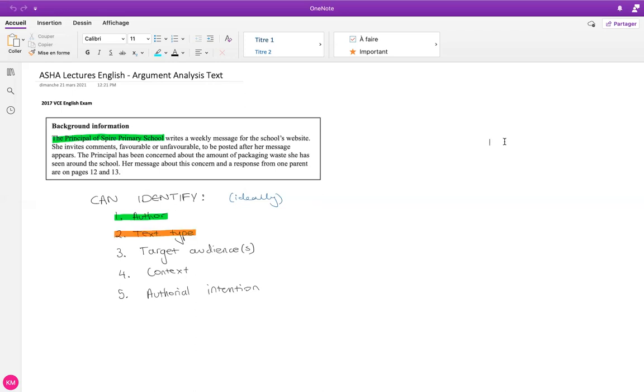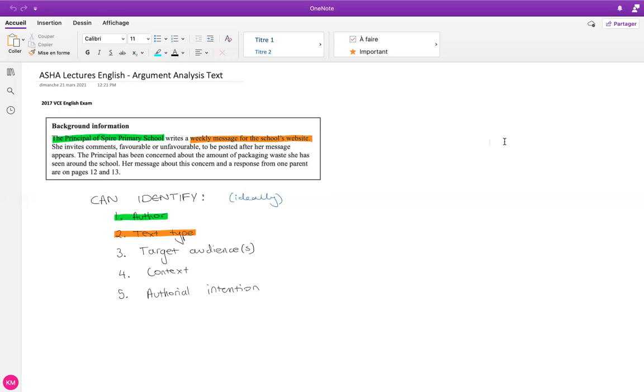How about the text type then? What kind of text is this? Is it an article? Is it a newsletter? Is it a speech? Is it a radio transcript? I think this one's also quite clear, and we can identify that the text type is a weekly message. And it's online, it's a school website, okay?